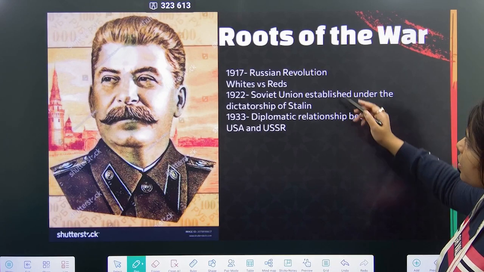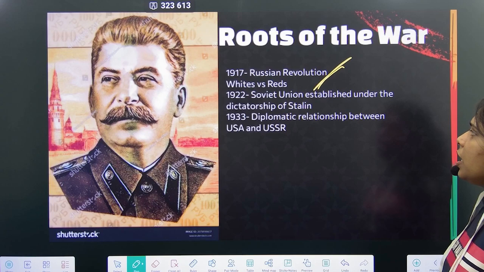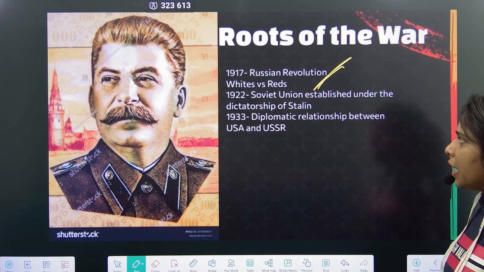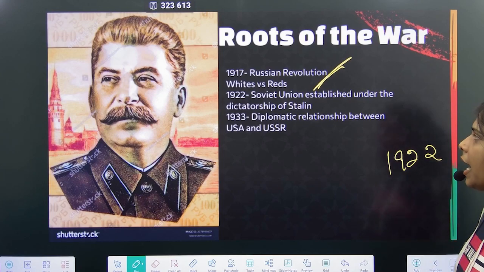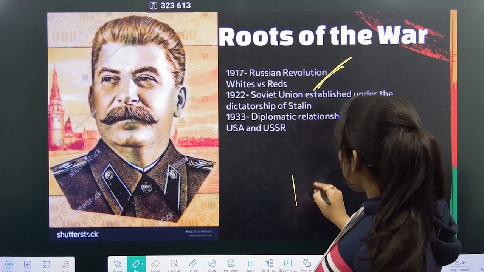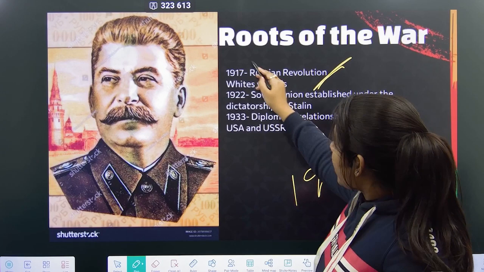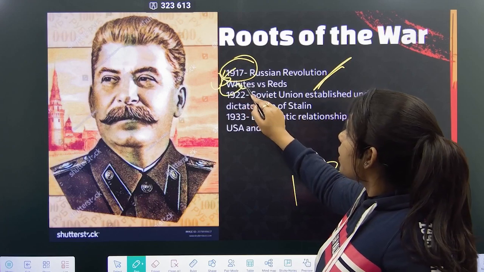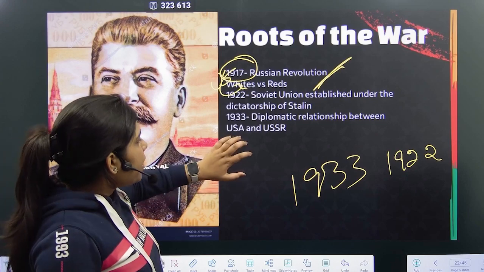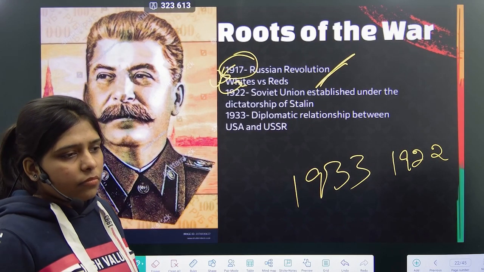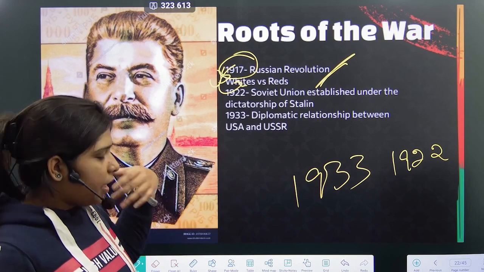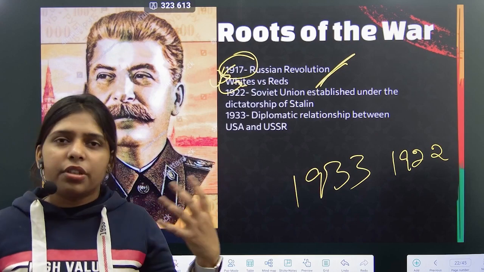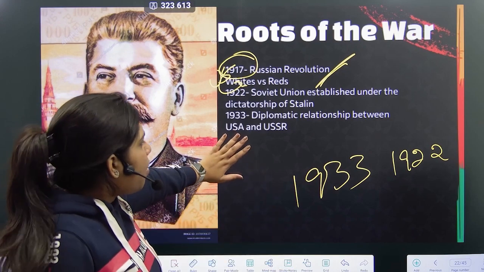Roots of the war, whites versus reds, I have already told you. The Soviet Union was established in 1922. The Soviets, of course, won the war, and the Soviet Union was established under Stalin. Although we saw that in 1917 the US supported the whites, in 1933 relations were restored between the USA and USSR. It was a very big deal, and USSR is not going to completely trust the US, but they were back to normal in this time.